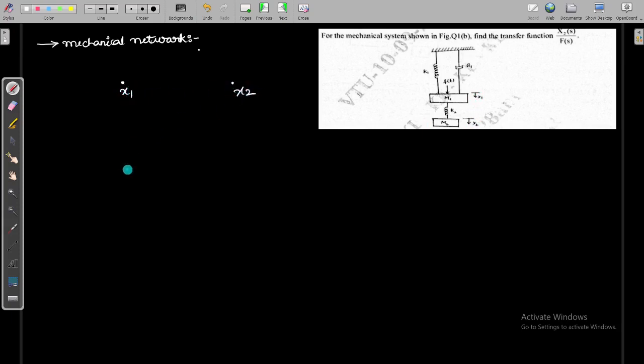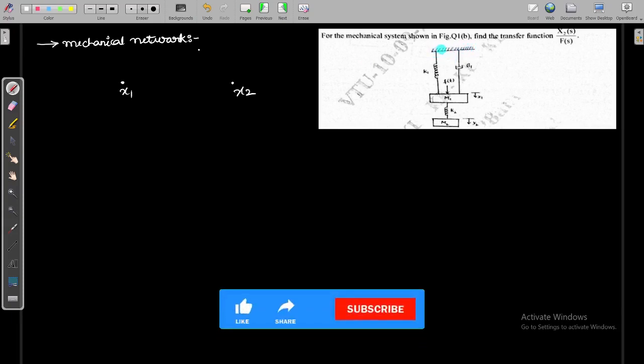For the x1 node, observe what elements are connected. There is m1 connected, k1 connected, b1 connected, and f(t) is also connected. All the elements connected for the x1 node are connected to the reference. There is a reference also, and you have to connect them to it.